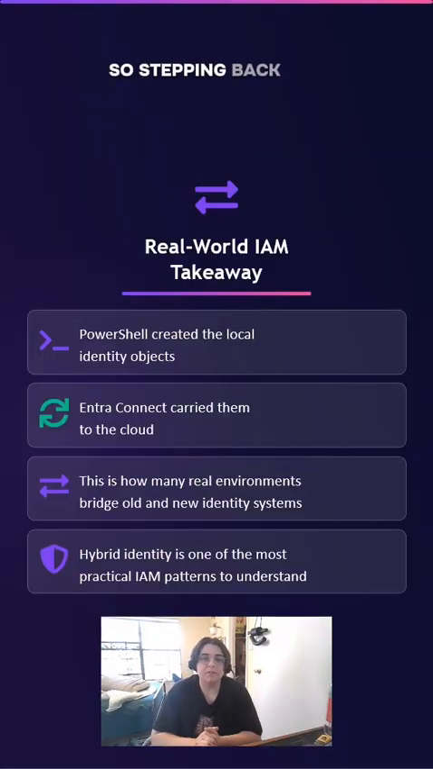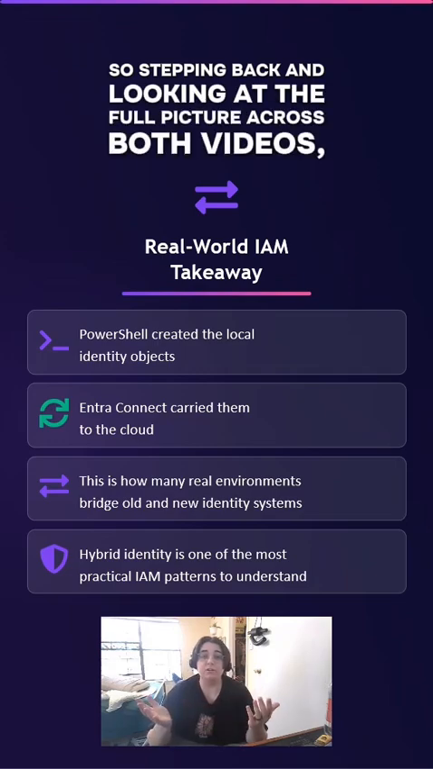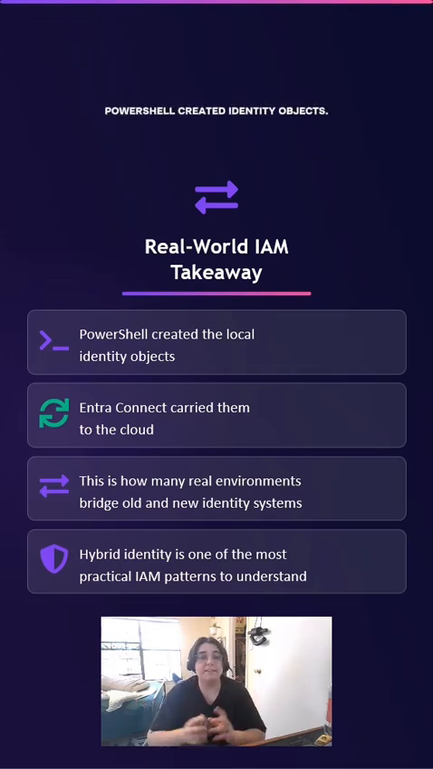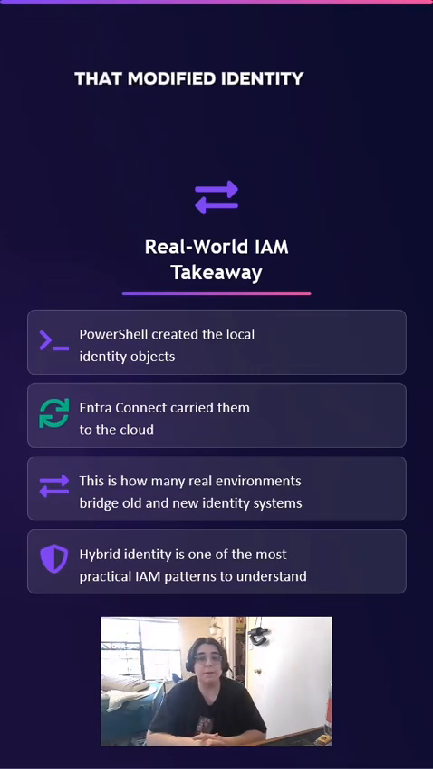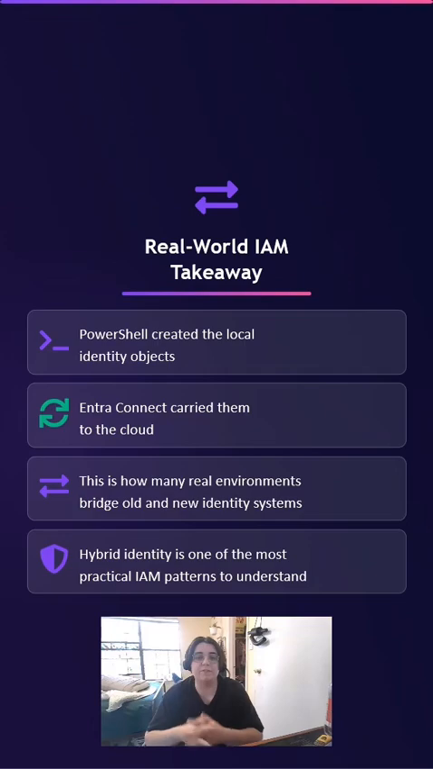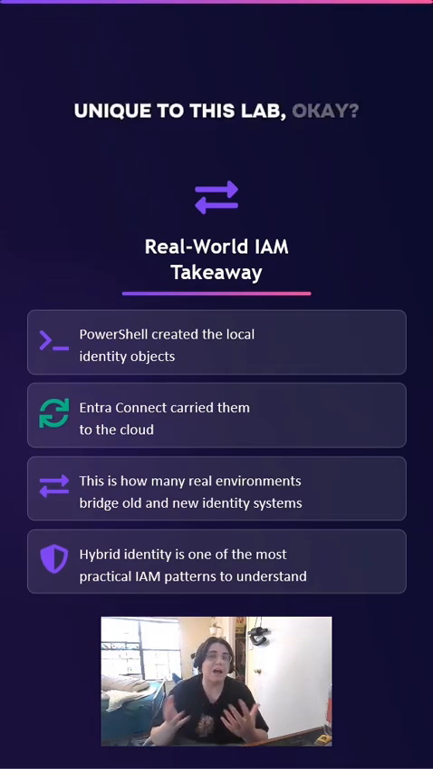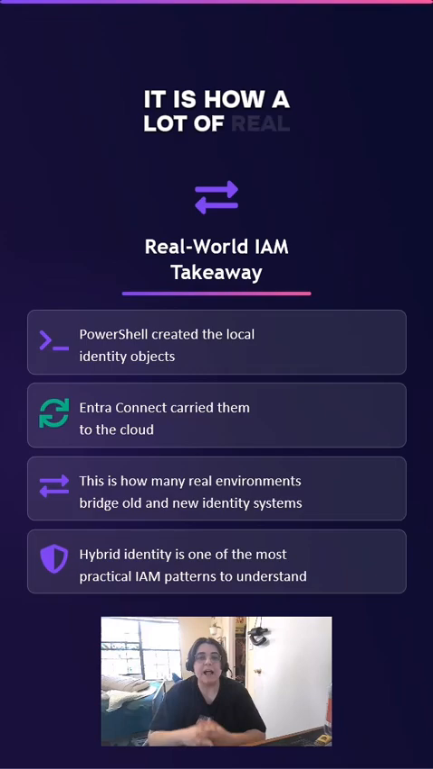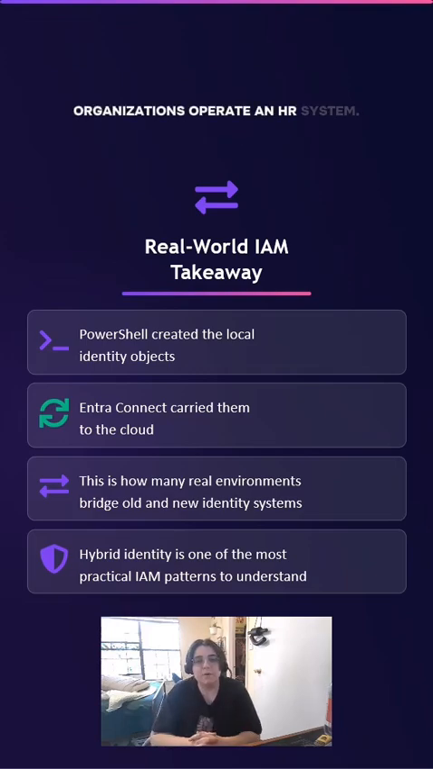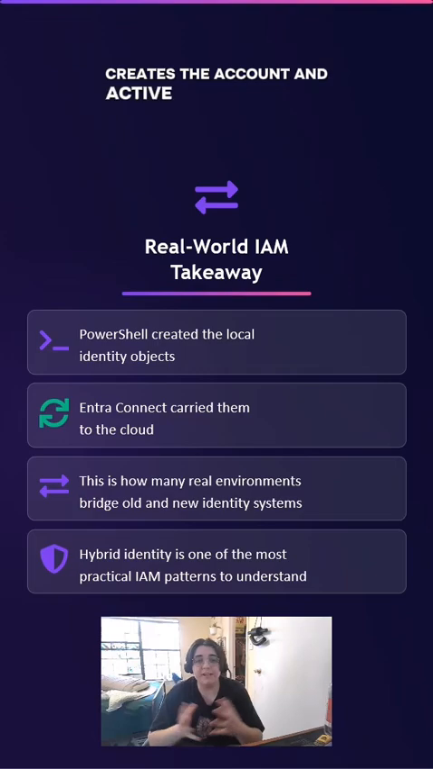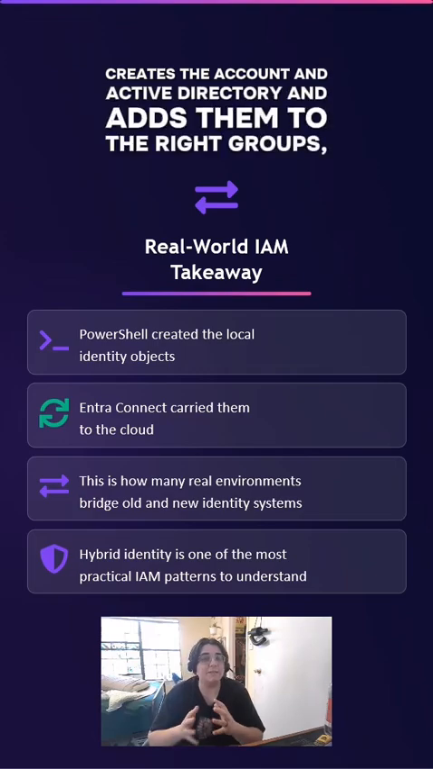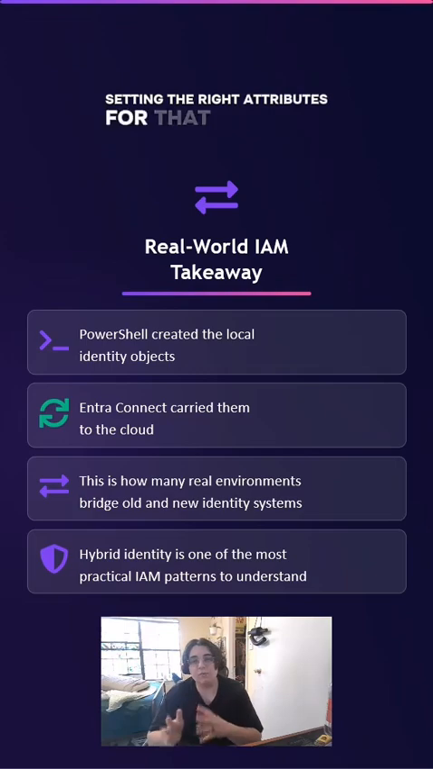So, stepping back and looking at the full picture across both videos, PowerShell created the identity objects, Entra Connect moved them to the cloud, and in between, PowerShell was also the tool that modified identity data to prepare it for the sync. That workflow is not unique to this lab, okay? It is how a lot of real organizations operate. An HR system fires an event when someone is hired. A PowerShell script picks that up, creates the account in Active Directory, and adds them to the right groups, setting the right attributes for that account.